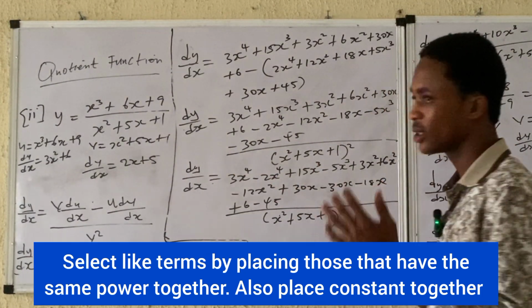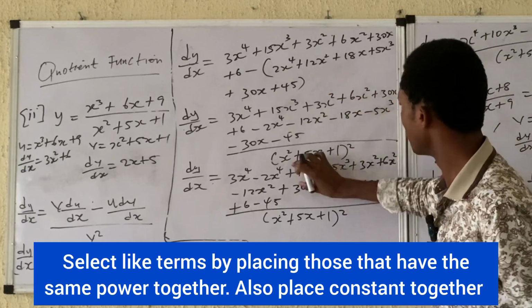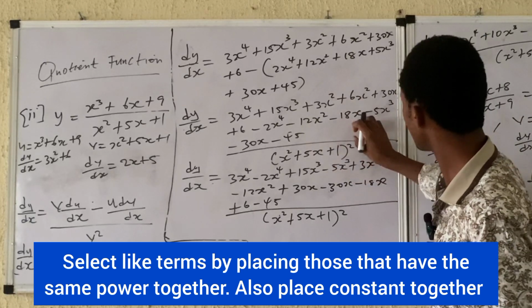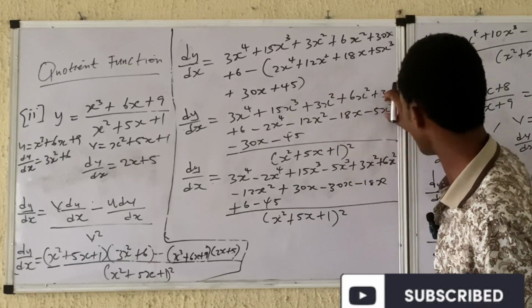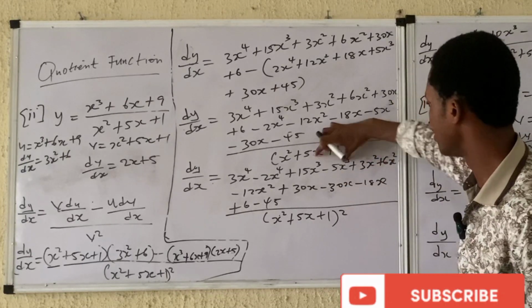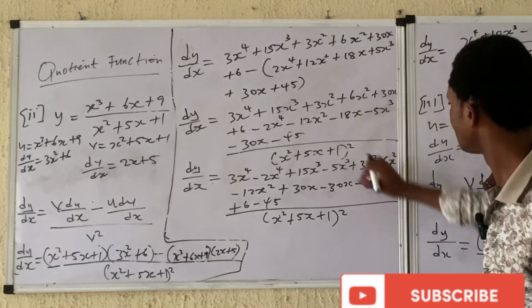After 4, we move to 3, which is this one, the positive 15, 15x raised to the power 3. We have again the negative 5x raised to the power 3. So we merge them together because they have the same power. So this has the same power, right? So this as well has the same power.